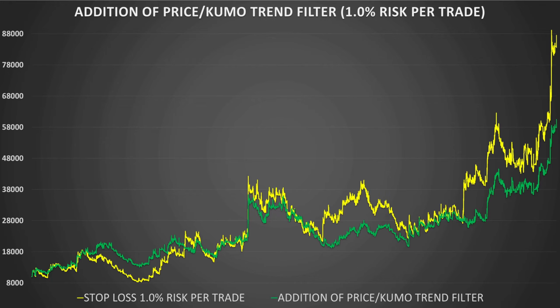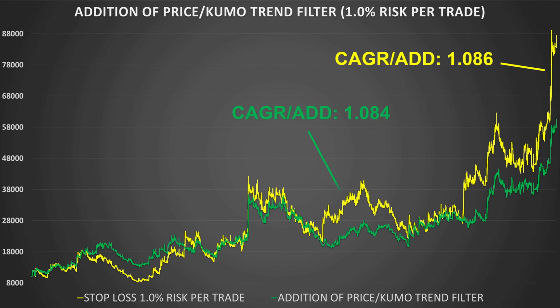But I always like to quantifiably measure these, and so as I've said before, my preferred metric is the compound annual growth rate over the average drawdown. And for the yellow curve here, this produces a value of 1.086. And for the green curve, it actually is very similar, just slightly less.